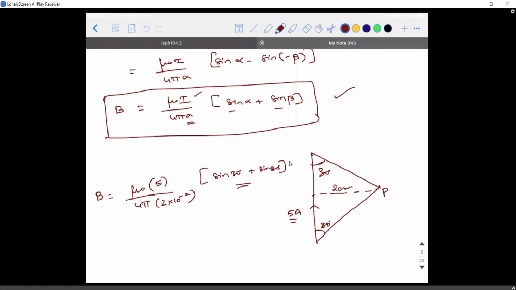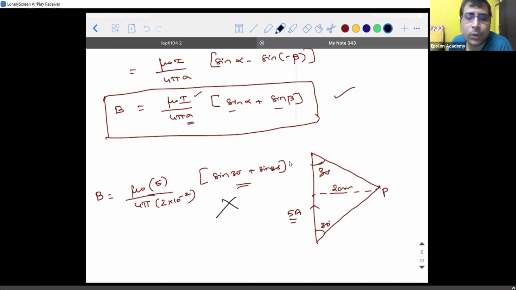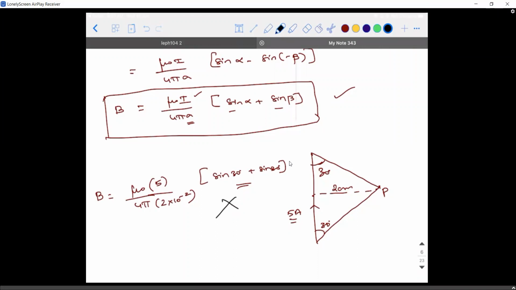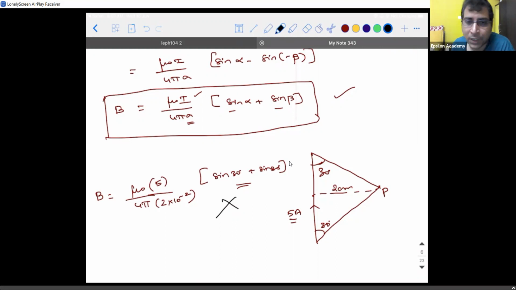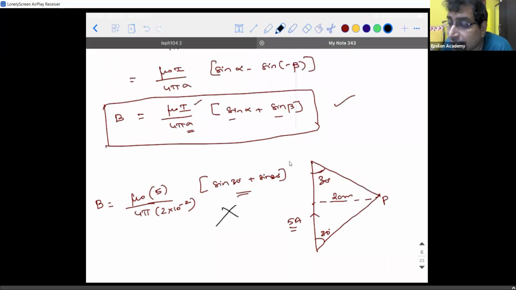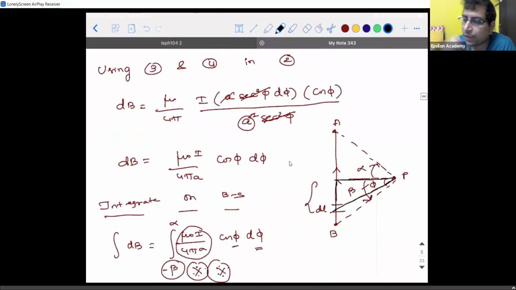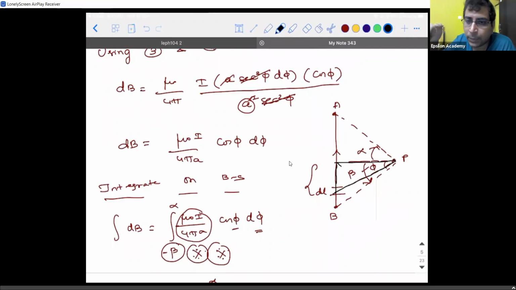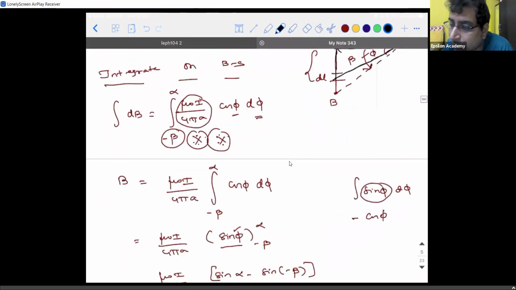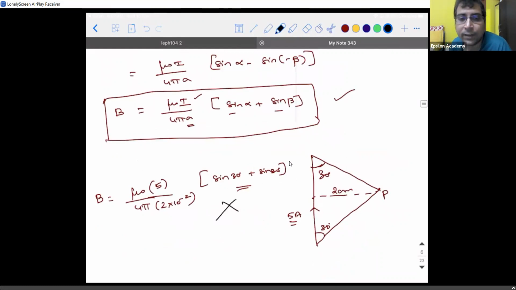Yes, sir. But I'm absolutely wrong. You know why? Because it will be sine 60. Sir, it'd be sine 60. That is what I was waiting for. Because when we derive this equation, alpha and beta are the angles made near the point where you're trying to calculate the field, but I took it as 30. Had I written sine 60 plus sine 60, my answer would have been right.